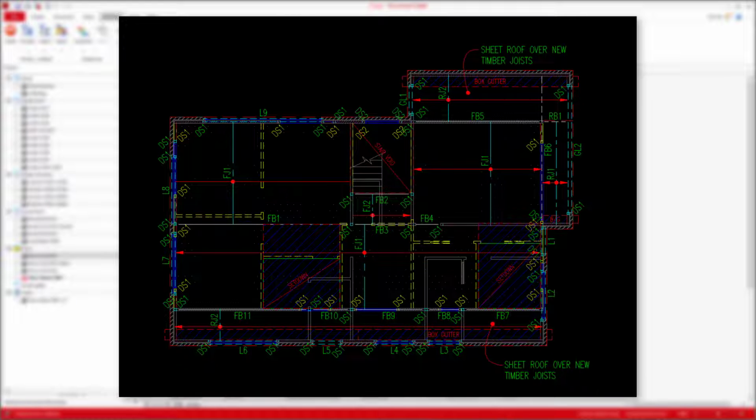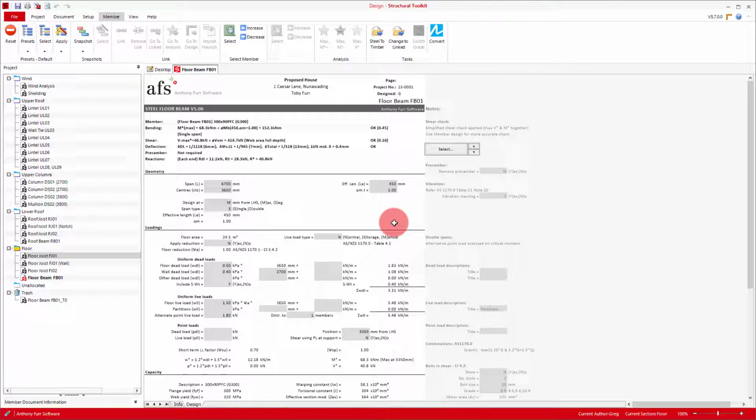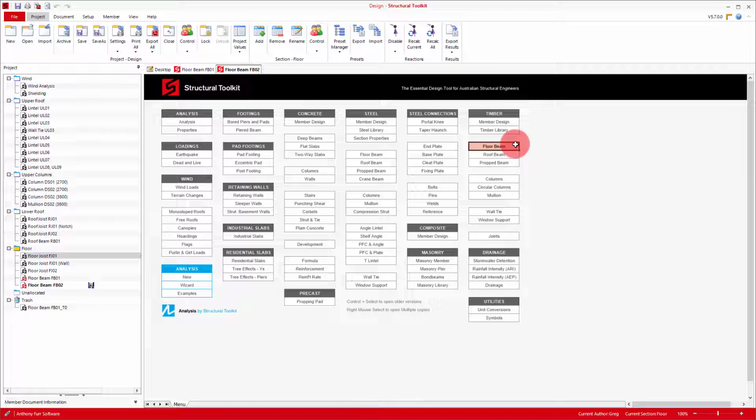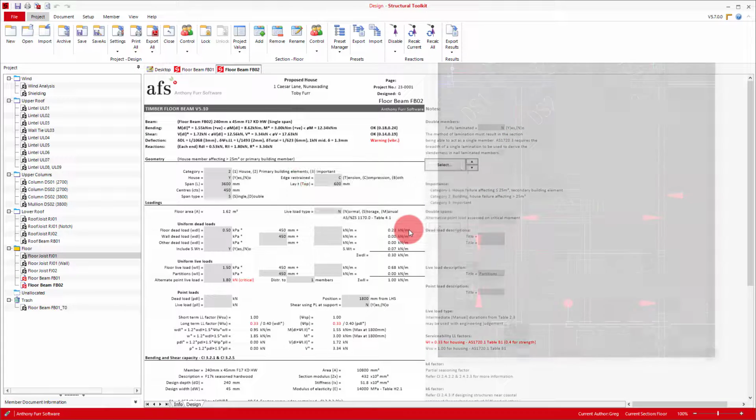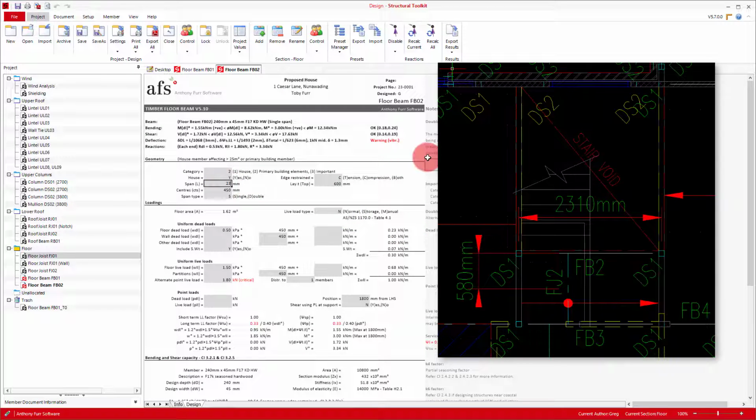In our case, they may provide a stringer that sits straight onto the wall, or they may fix it into our beam. To ensure we've accounted for the latter, we'll be including a stair point load in our design. So we'll open up a new timber floor beam design. Our span is 2,350. Our centers will be the load from our FJ2 being 600.